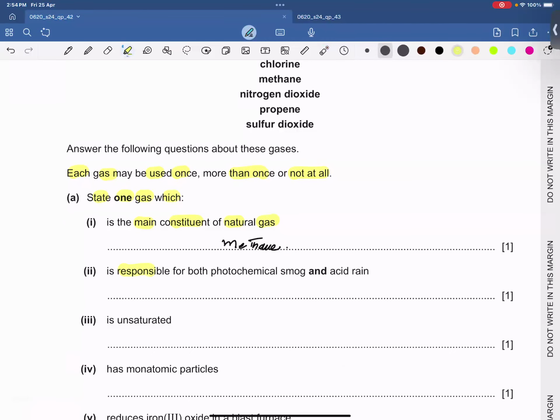Is responsible for both photochemical smog and acid rain. Nitrogen dioxide reacts with unburned hydrocarbon in the atmosphere and makes photochemical smog. Also, nitrogen dioxide, when treated with water, will turn into acid rain. So, nitrogen dioxide is the right answer.